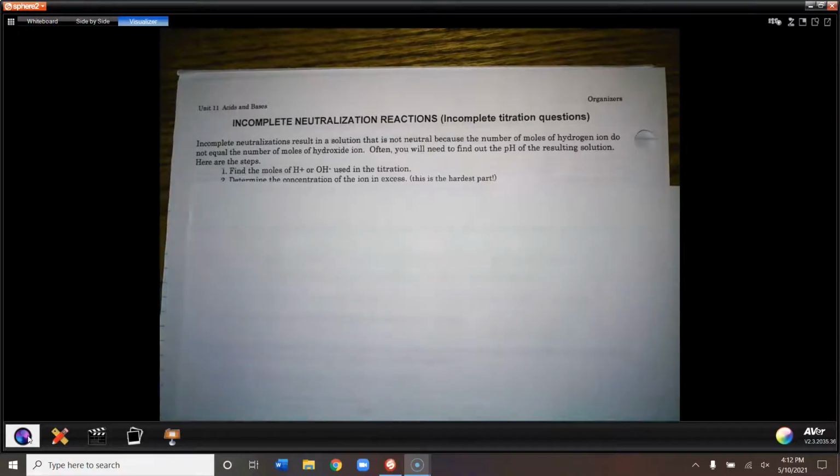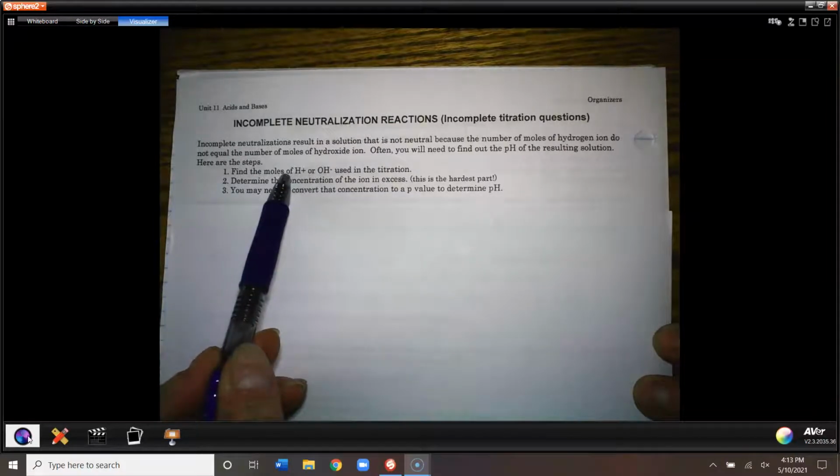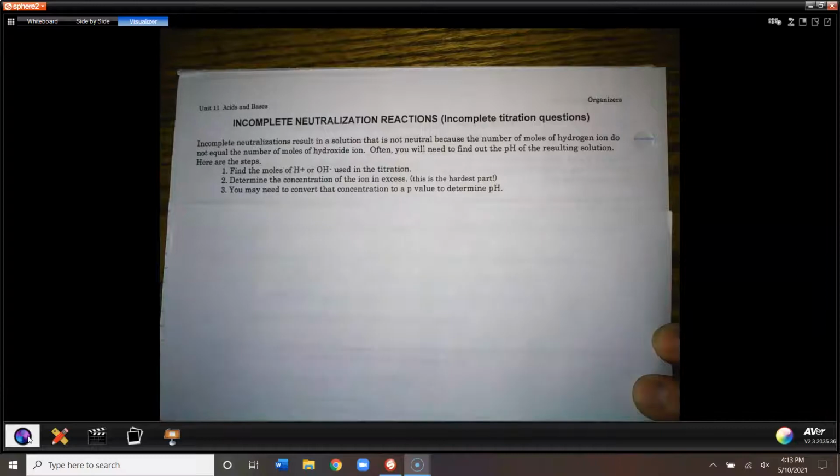So to do that, there's a few things that you need to keep in mind. First off, you want to find the moles of H plus and the moles of OH minus that you use during the titration. You've got to do that separately. So nowhere can you use the titration equation because the moles are not equal. So you have to do a mole calculation with OH minus separate from a mole calculation with H plus.